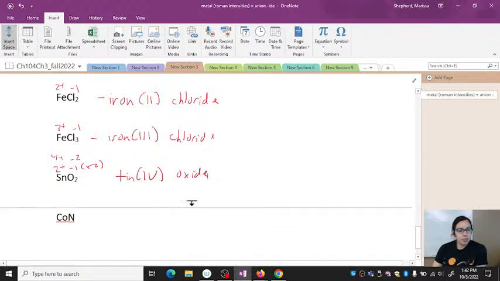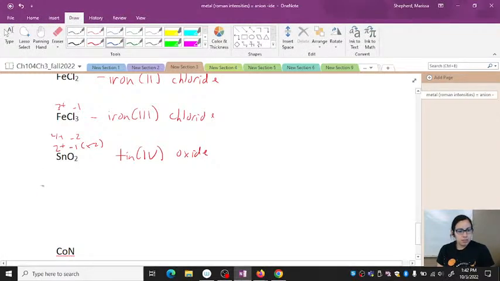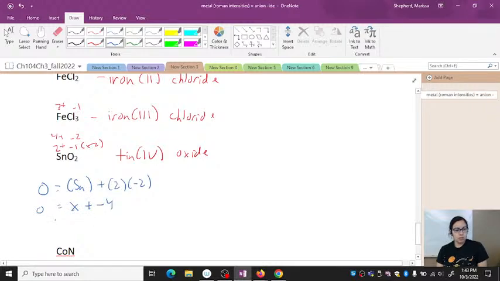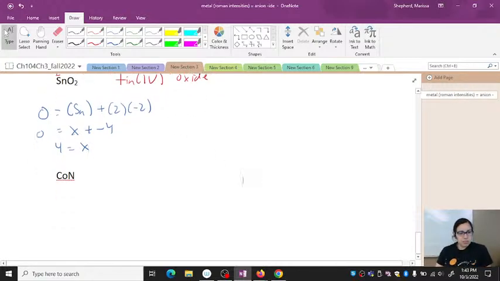So that works. If you're confused by that, there's always the good old algebra method. So just set up overall 0. We have tin, whatever its oxidation state is, plus 2 times -2 for oxygen. So you get 0 equals x plus -4, so 4 equals x. So again, whatever way is easier. And that's why I said that warning about tin, because sometimes it will be one to give you odd ones, so tin and lead.